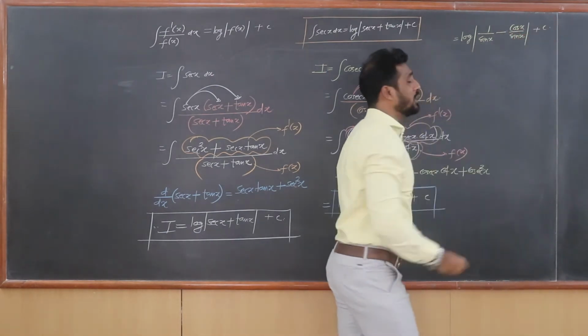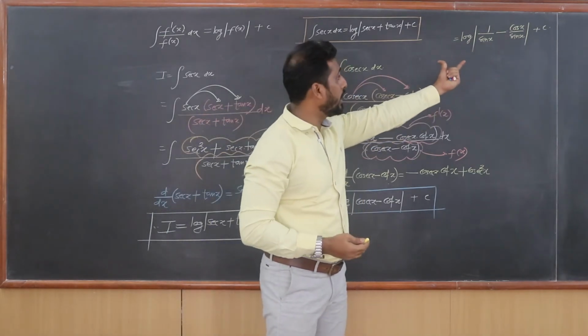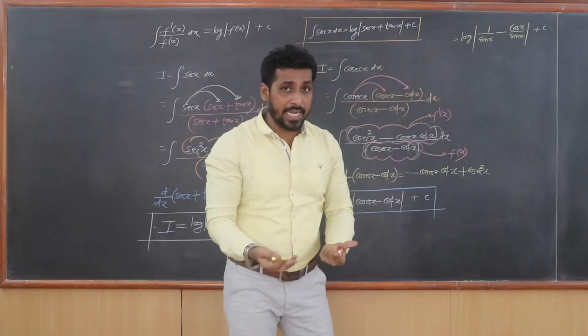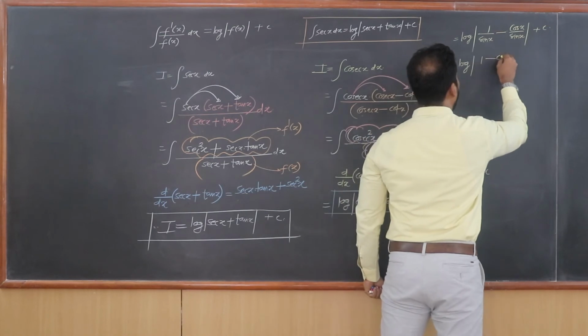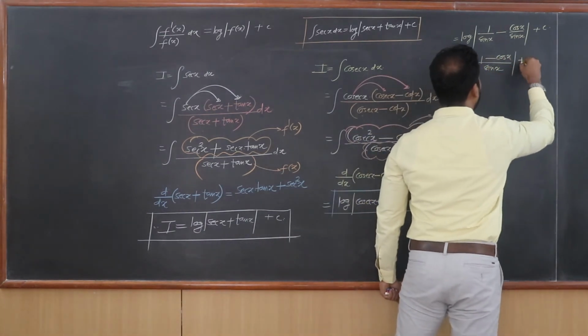And let's write plus c also. Now look at the terms, look at the fractions that you have there. There is a denominator sin x with both the fractions. The denominator is same. So what I can do here is I can write log, then 1 minus cos x upon sin x and plus c.